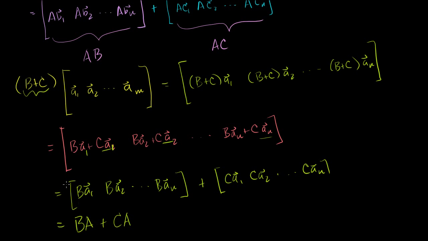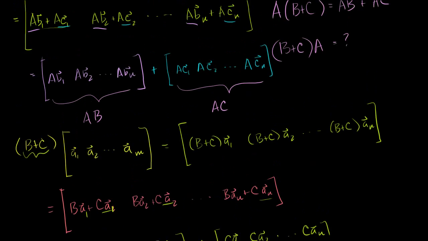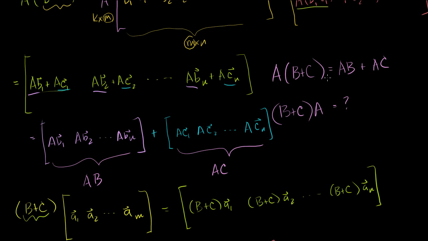So now we've seen that the distributive property works both ways with matrix products. That B plus C times A is equal to BA plus CA. And that A times B plus C is equal to AB plus AC. Now, the one thing that you have to be careful of is that these two things are not equivalent to each other. We just figured out that this guy is equal to BA plus CA. So the distribution works in both ways.